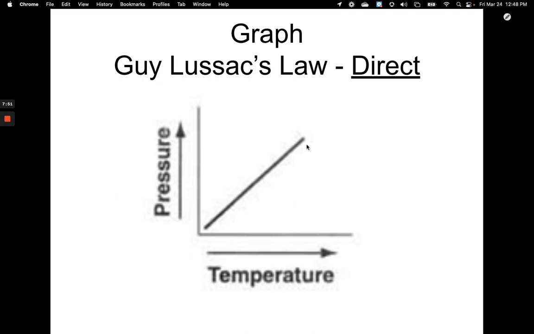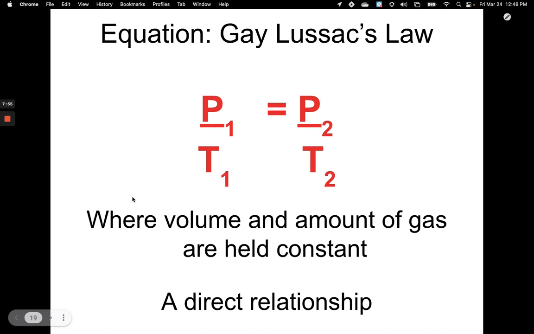Again, Gay-Lussac's law is direct. As the temperature goes up, the pressure goes up. And here's the equation. You can see it's a direct relationship. Temperature goes up, pressure goes up. You'll be given 3 of these, you'll solve for the 4th. Again, as with Charles's law, this temperature has to be in Kelvin.